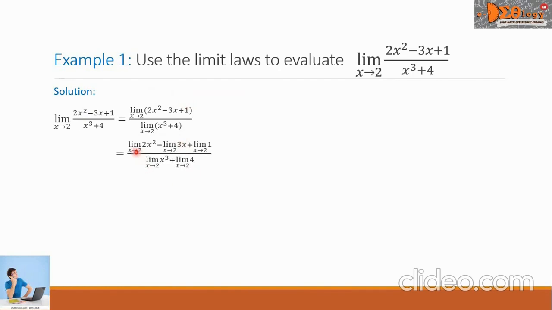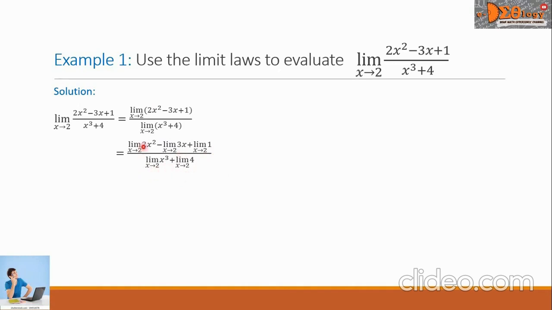So we will have the limit of 2x squared as x approaches 2, minus the limit of 3x as x approaches 2, plus the limit of 1 as x approaches 2, all over, in our denominator, the limit of x cubed as x approaches 2 plus the limit of 4 as x approaches 2.